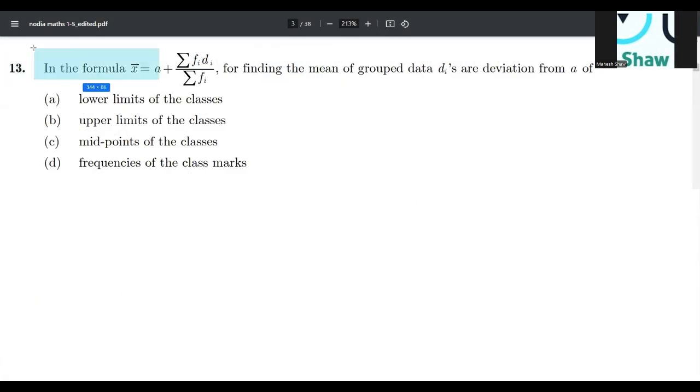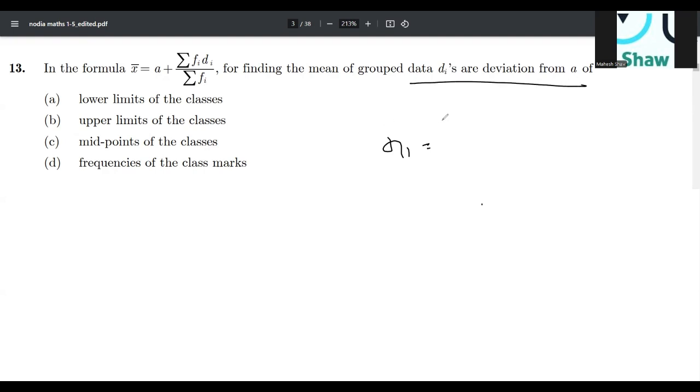In question number 13, as you can see, this is the formula given for calculating the mean by the assumed mean method, sigma fi di over sigma fi. For finding the mean, these are the deviations from A. So what is A they mean to say? They are talking about the midpoint options here, the midpoint of the classes. So xi is the midpoint of the classes.